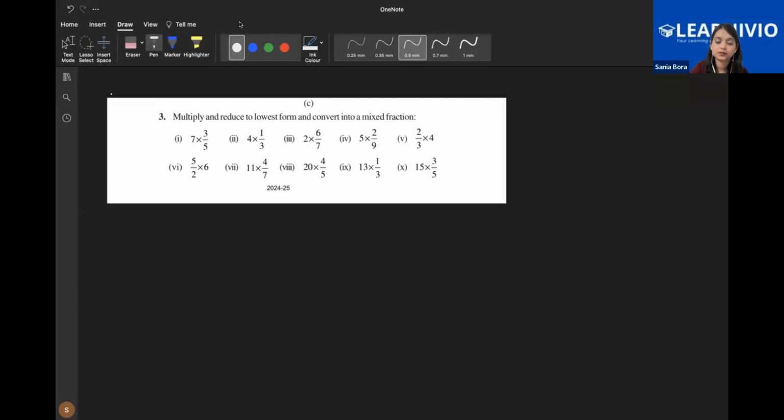Fifth one is 2 by 3. Correct. Sixth one is 15. Correct. Very good. Seventh one is 6 by 7. Correct. Eighth one is 16. Ninth one is 4 by 3. Tenth one is 9.